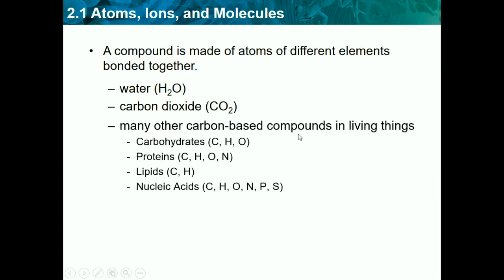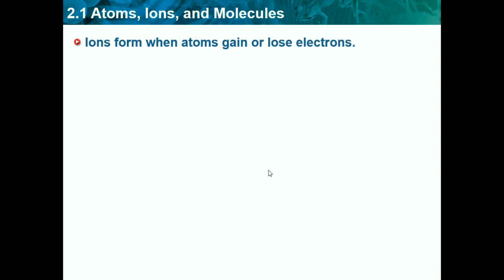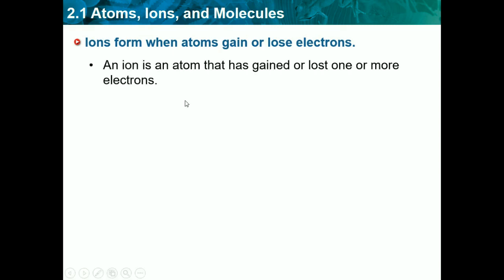Many other carbon-based compounds are in living things. So if you ever watch alien movies or things, they talk about carbon-based life forms because all life is based upon carbon. And these four compounds, they're called the four macromolecules, which basically make up life. Ions form when atoms gain or lose electrons. So another vocab word we need to know, ions.